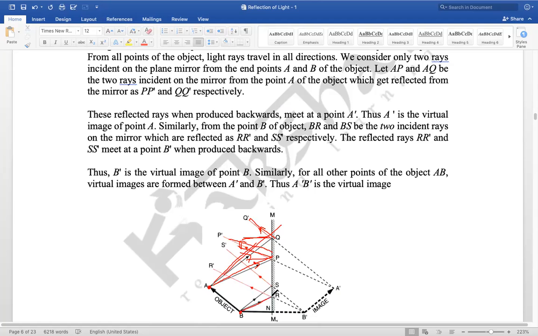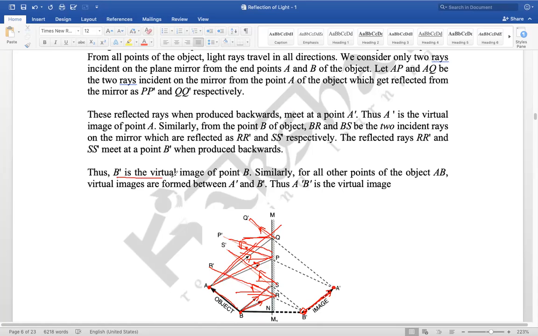उसी तरह यहाँ पर से दो रे आया BR and BS, that gets reflected. ठीक है. That gets reflected here and here as well. तो रिफ्लेक्ट करके अब ये दोनों जो रे है QQ dash और PP dash, they appear to be coming from A dash, and this ray SR, RR dash and SS dash, they appear to be coming from B dash. इन दोनों को ज्वाइन कर दोगे तो ये हमारा इमेज हो जाएगा. तो ये ऑब्जेक्ट है और ये इमेज. ठीक है.